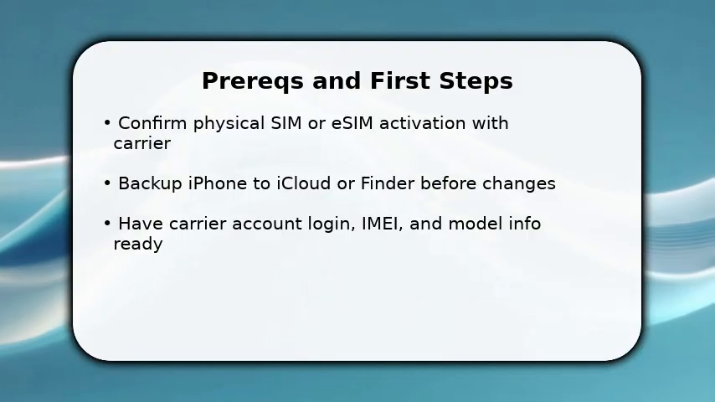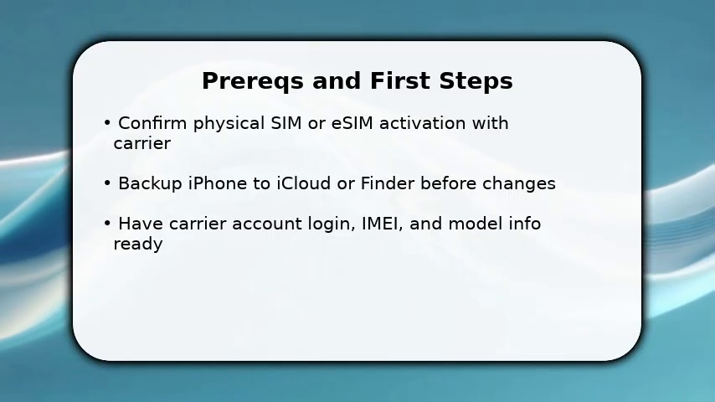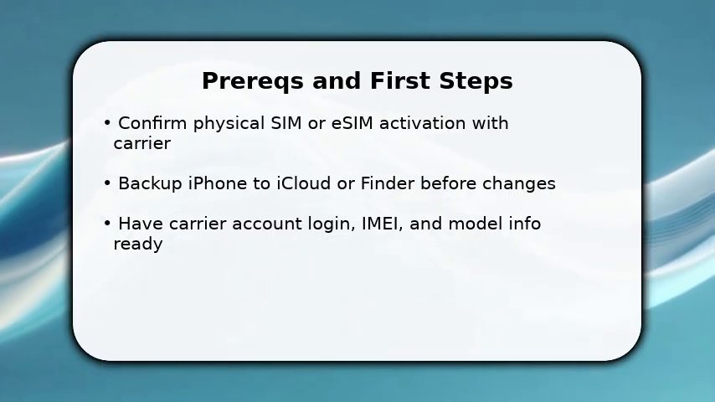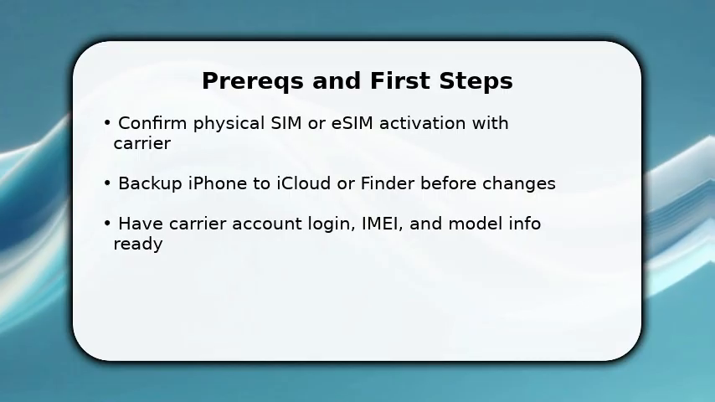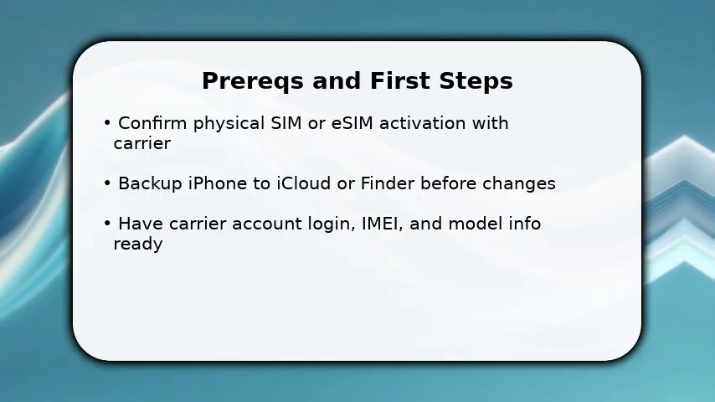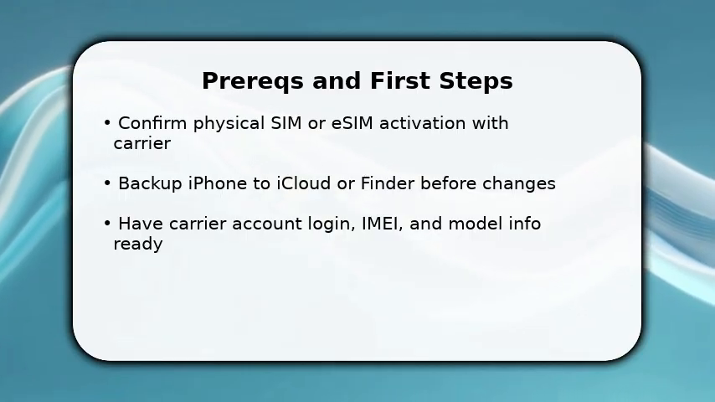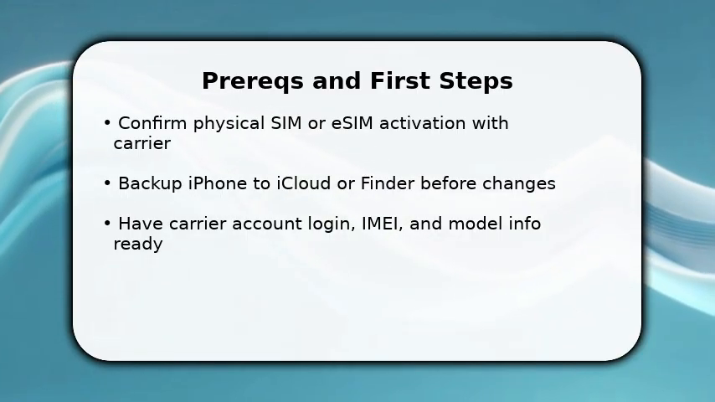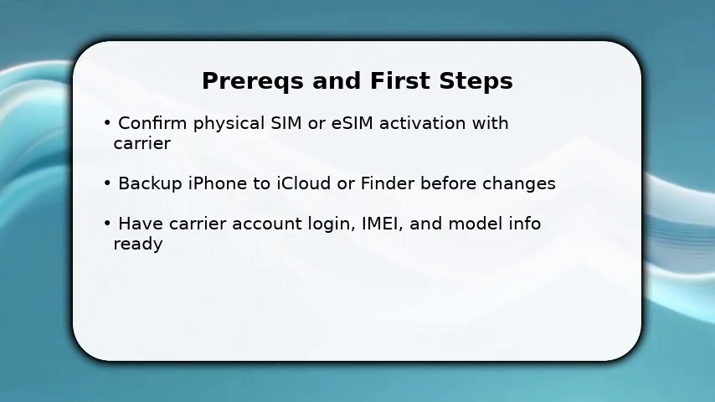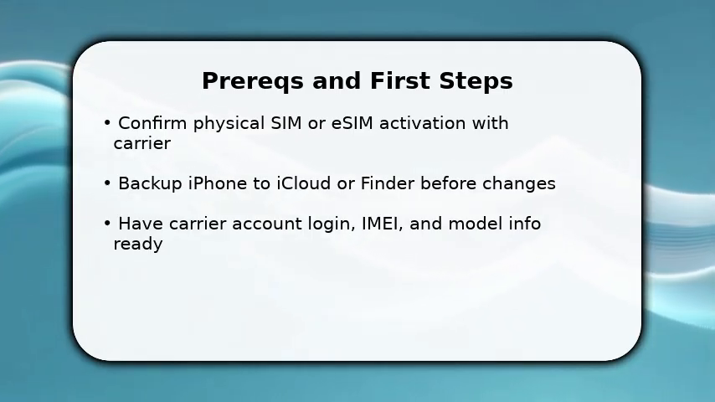You start by verifying prerequisites. Confirm your SIM type and that your carrier account is active. Next, back up your iPhone to iCloud or Finder so you can revert if needed. Once done, note your IMEI and model in case carrier reprovisioning is required. Make sure Wi-Fi and Bluetooth are off for clear cellular checks.